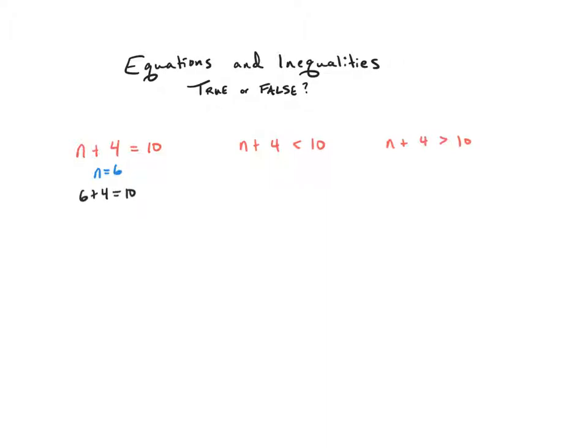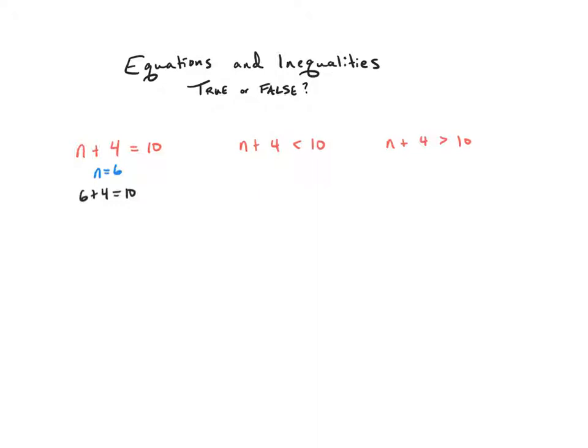In the middle and on the right, I have examples of what's called inequalities. And it's an inequality because we're using a less than or a greater than sign. So that means that this side of the expression, n plus 4, is less than 10. This side and this side, the left-hand side and the right-hand side, are not equal. That's why we call them an inequality. Over here, the left-hand side is greater than 10. Again, this side and this side are not equal.